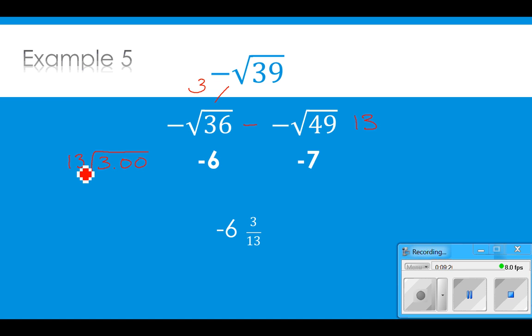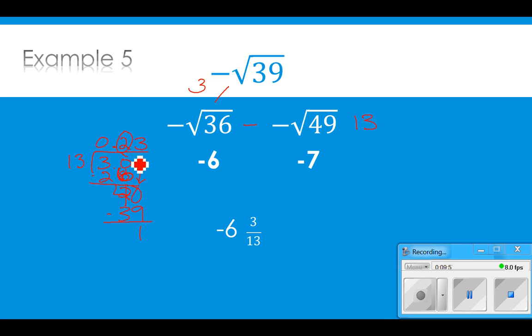13 goes into 3 0 times. Bring up my decimal. 13 goes into 30 2 times. 2 times 13 is 28. You subtract that and get 2. I'm sorry. 2 times 13 is 26. And subtract that and you get 4. And bring down the 0. 13 goes into 40 3 times. 3 times 13 is 39. And you get 1. So we have our 0.2.